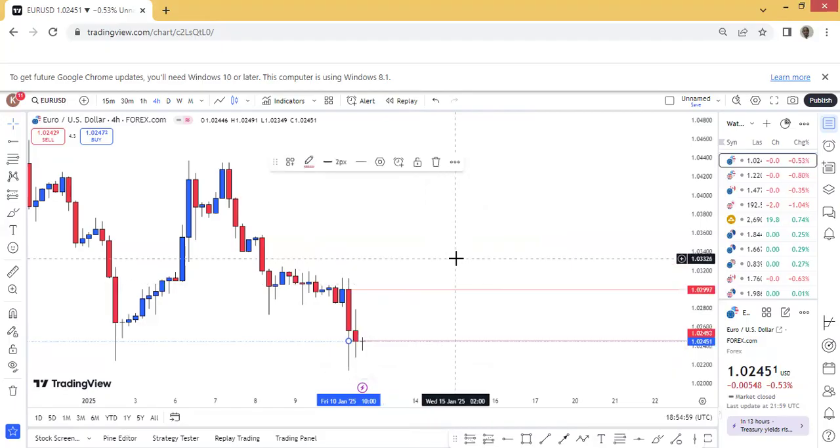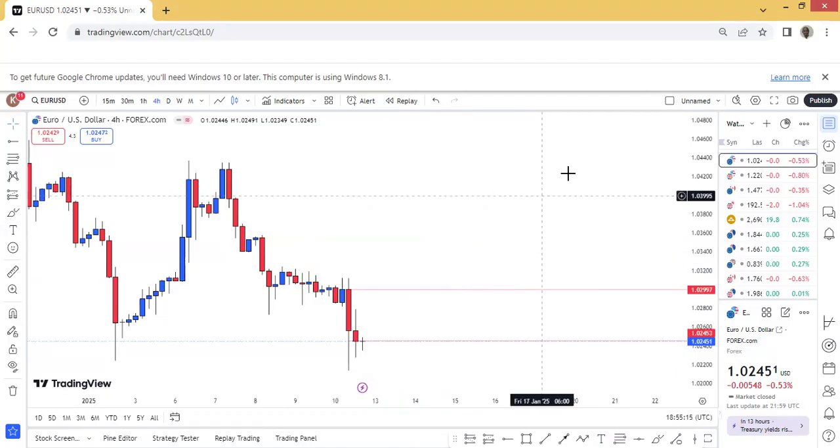So we've established the fact that this market is very bearish. So next week, all that we'll be looking for is sell opportunities.